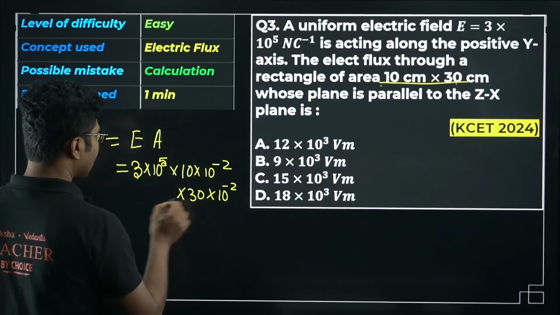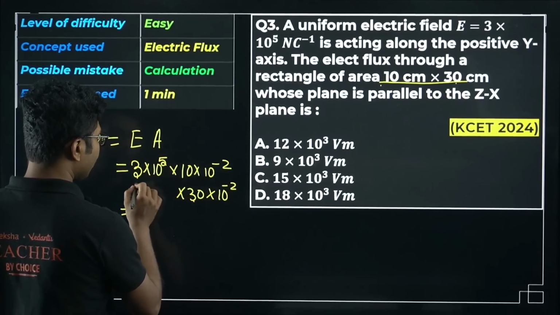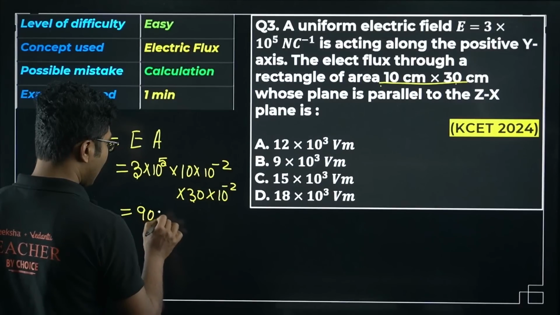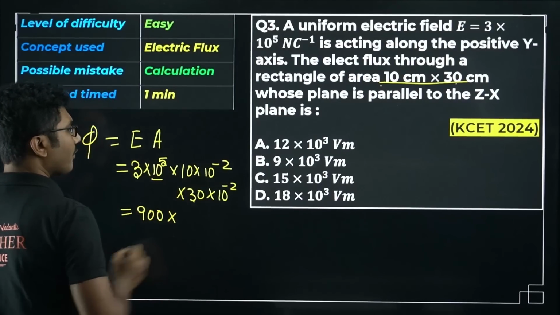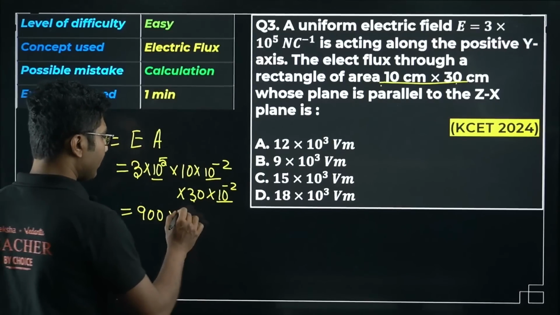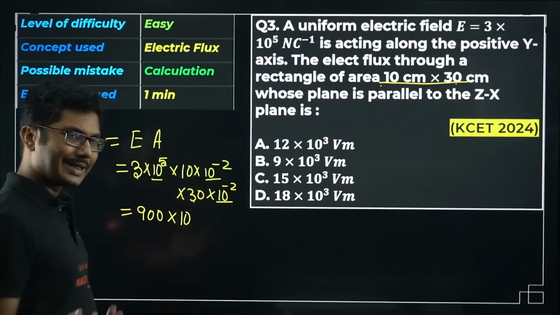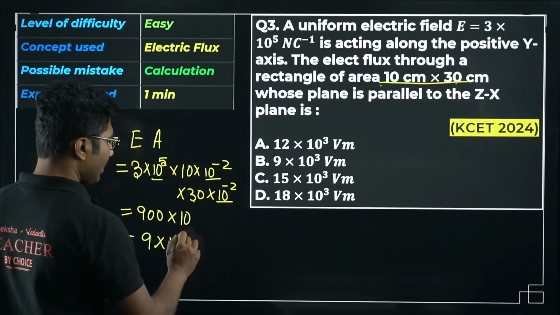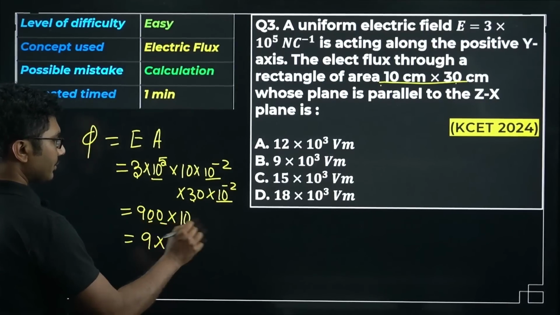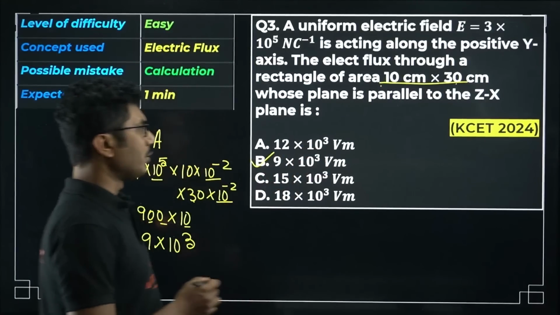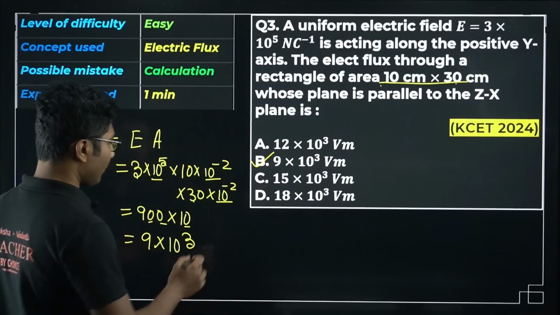Other than that, this is very easy. So what you will get? You will get 30 into 3 is 90, 90 into 10 is 900 into 10 to the power of 5, 10 to the power of minus 4. So it will be 10 to the power of 1, that is only 10. So you will get the answer as 9 into 10 to the power of 3. 10, 20, 30, so 10 to the power of 3. So 9 into 10 to the power of 3 voltmeter is the unit of flux.